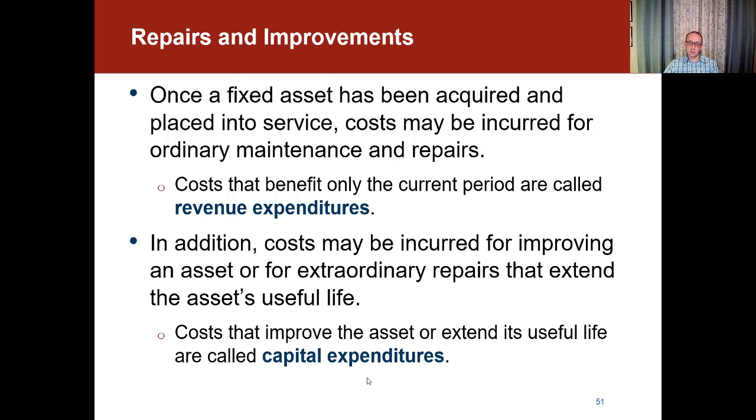Or let's assume another scenario that I have an old car and I've been using this car for 10 years and now the engine is not that strong, so I decided to go for an overhaul. So I replaced the engine, or I had an overhaul for the engine. In this case, that's also a capital expenditure. Why? Because that's an extraordinary repair. It's not something that you do on an annual basis or on a regular basis. It extends the asset's useful life. So costs that improve the asset or extend its useful life are called capital expenditures.